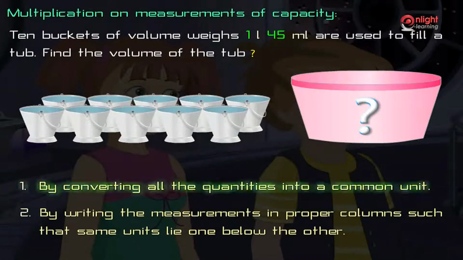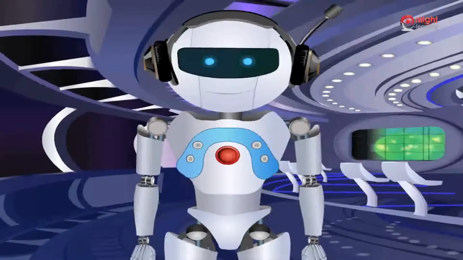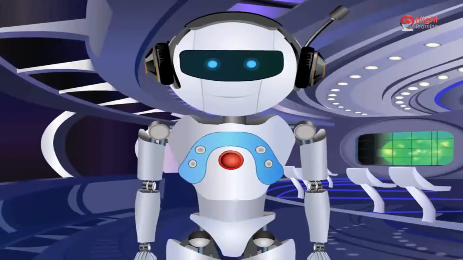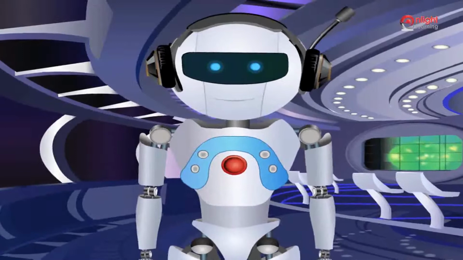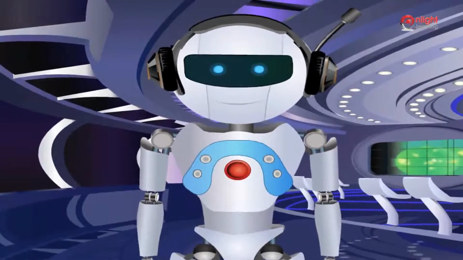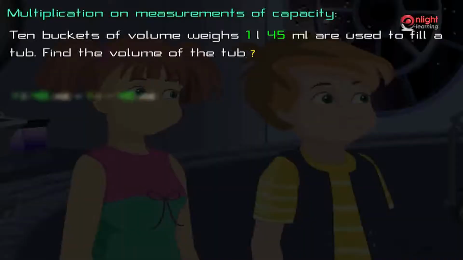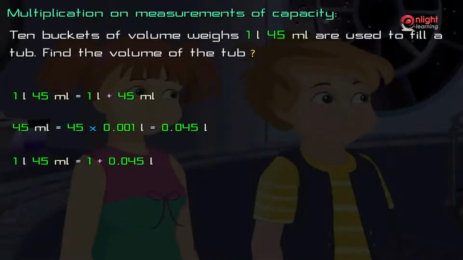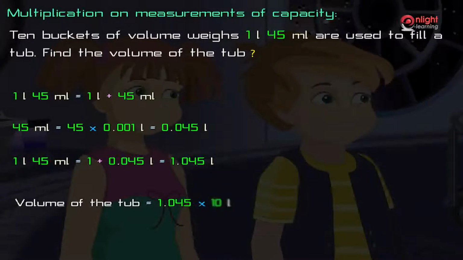Let us first employ the method of expressing in common units to solve this problem. In this method, all the quantities are expressed in a single unit. Let us express in liter. Hence, expressing volume of the bucket, 1 liter 45 milliliters is equal to 1.045 liters. As all the measurements are expressed using the same units, we can multiply. The volume of the tub is equal to 1.045 into 10, which is equal to 10.45 liters.